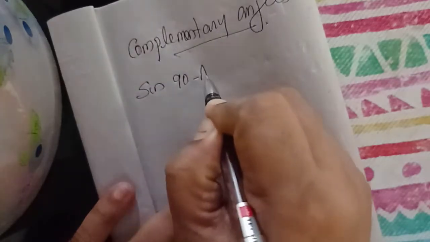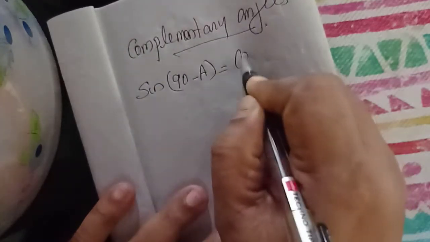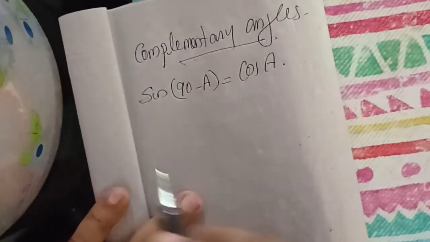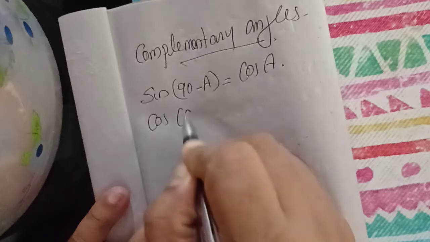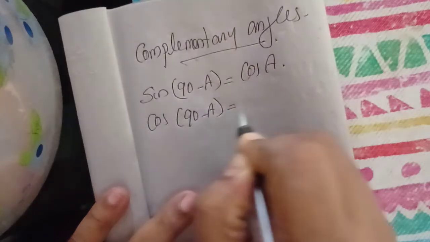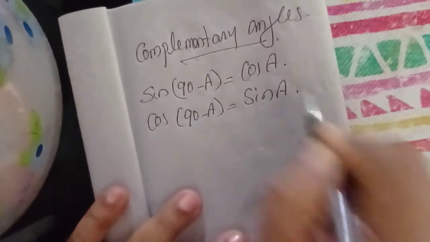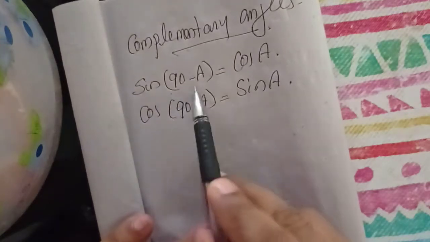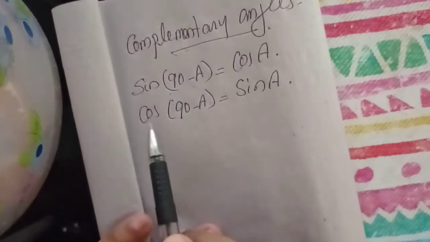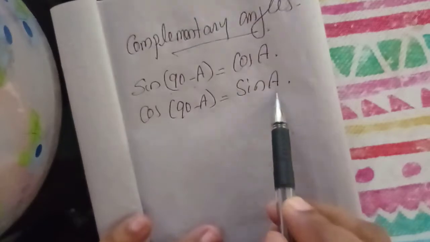What is the meaning of the concept of complementary angles? Write this. Sine 90 minus A is cos A. Cos 90 minus A is sine A.